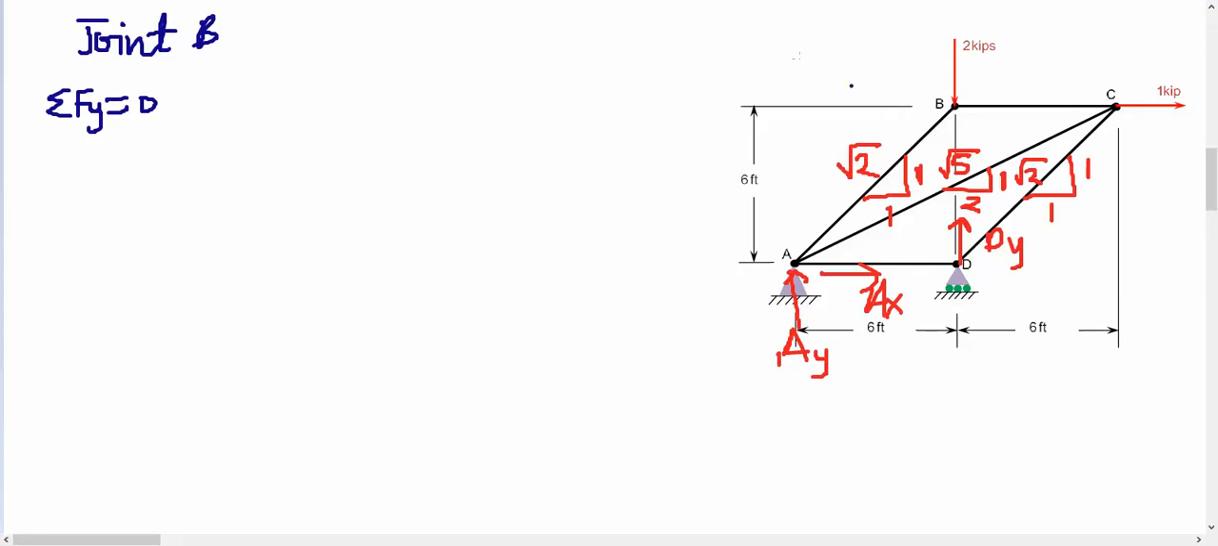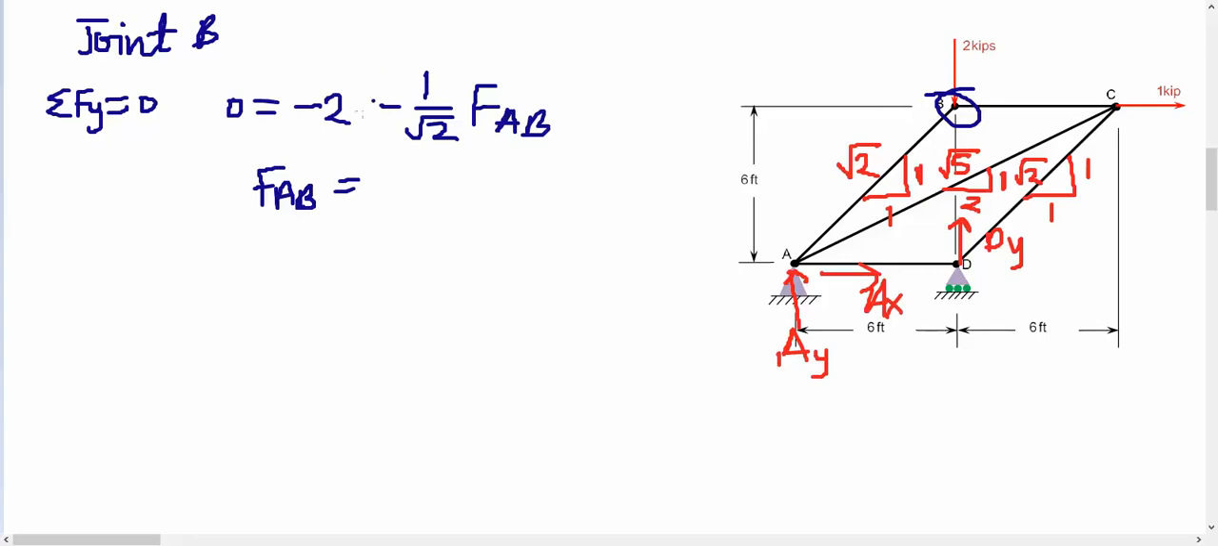For this next one, we're going to use the joint B here. So the sum of forces in the y direction, we don't know if it's up, we're just saying tension. So the sum of forces in the y direction about point B, 0 equals FBC, that's in the x direction, so we can't use that. We have -2 going down, so this is -2 kips, minus 1 over square root of 2, also going down, and this is FAB. Solving for FAB gives us negative 2 square root of 2 kips, which means this is actually 2 square root of 2 in compression.